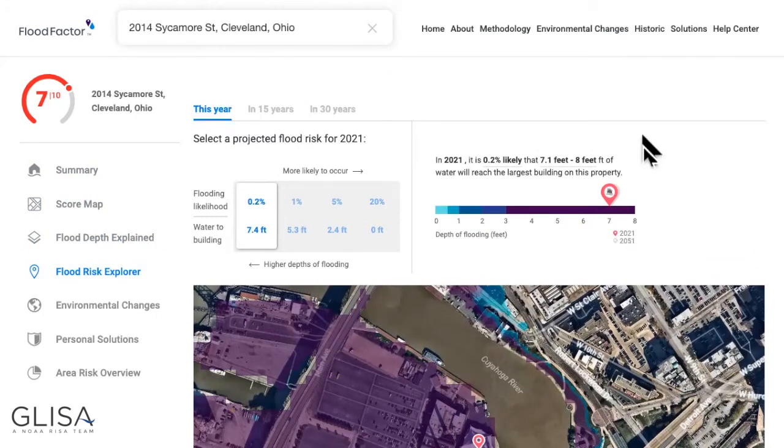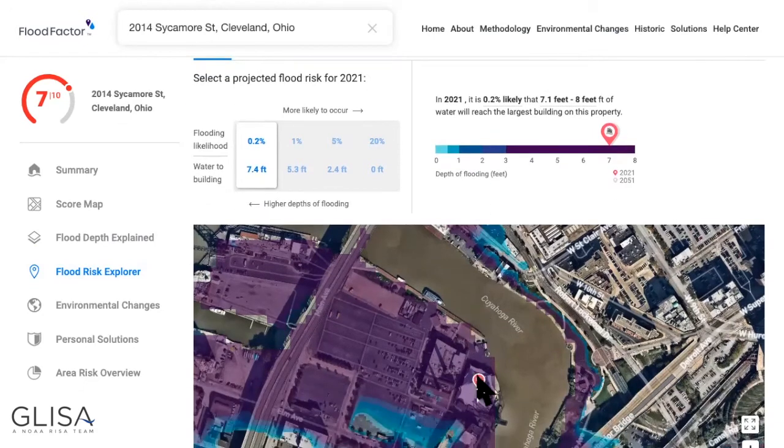For example, this map shows that in 2021, the property has a 0.2% chance of experiencing flooding depths of 7.1 feet to 8 feet. The same visuals are given for projected flooding in 15 and 30 years, respectively.